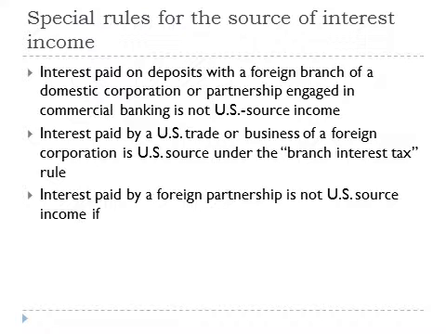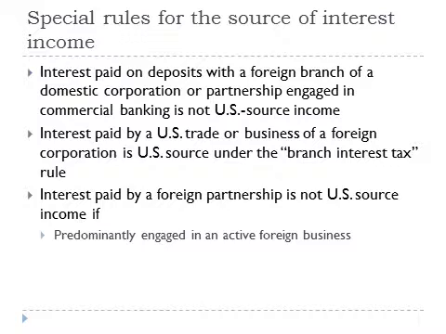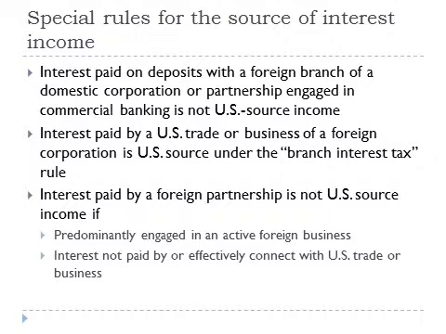Interest paid by a foreign partnership is not U.S. source income if the partnership is predominantly engaged in an active conduct of a trade or business outside the United States, and the interest is not either paid by the U.S. trade or business or allocable to effectively connected income.